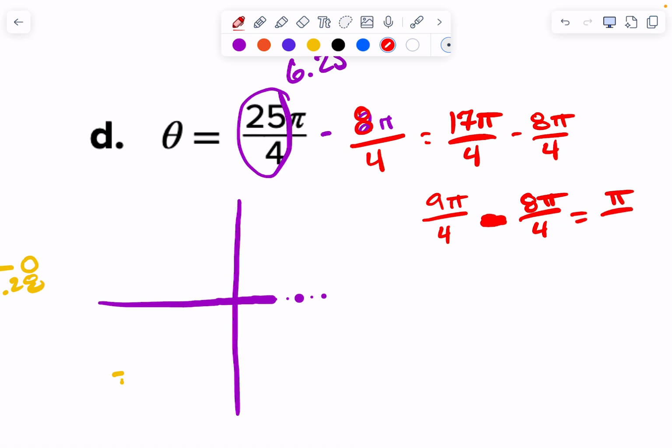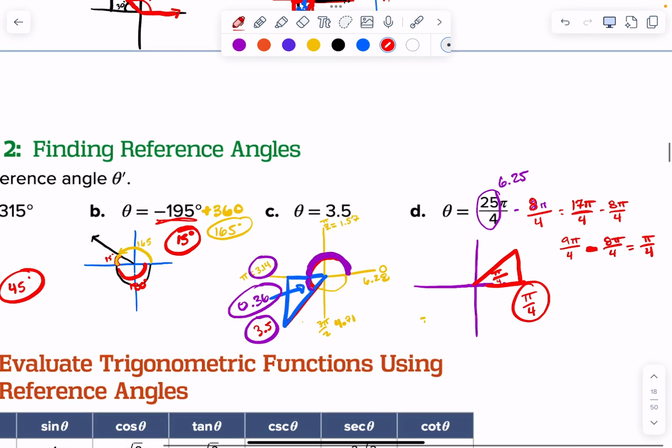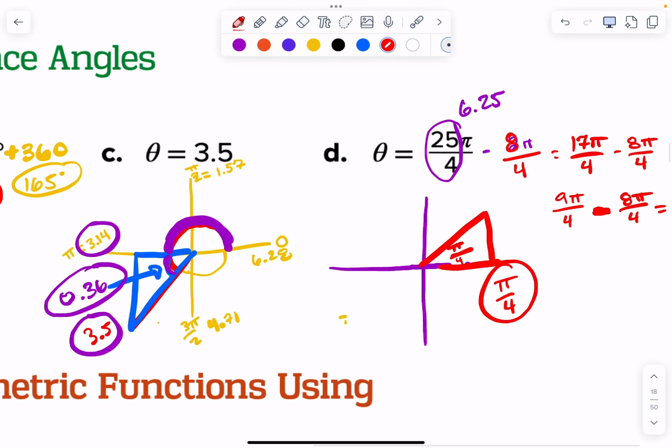Let's subtract another 8 pi over 4, which is 1 pi over 4. Do you know where pi over 4 lives? In the first quadrant, right here. That's pi over 4. What's his reference angle? Any angle in the first quadrant is its own reference angle, right? So pi over 4 is his reference angle. Okay, happy with that? Not too bad?